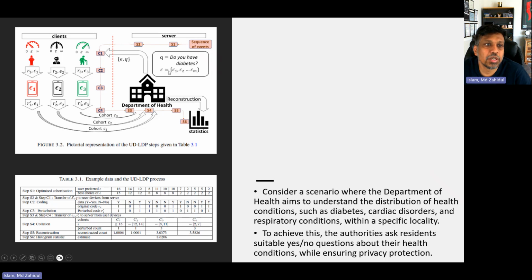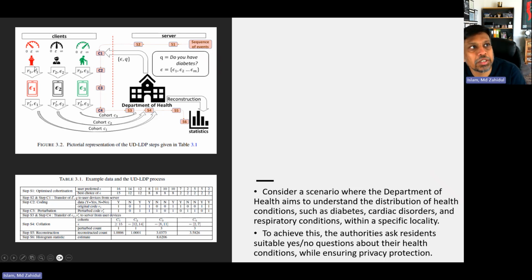Do you have diabetes? Participant 2, do you have diabetes? And 3, and so forth. And these participants are happy to share that information provided their privacy is maintained, is preserved.